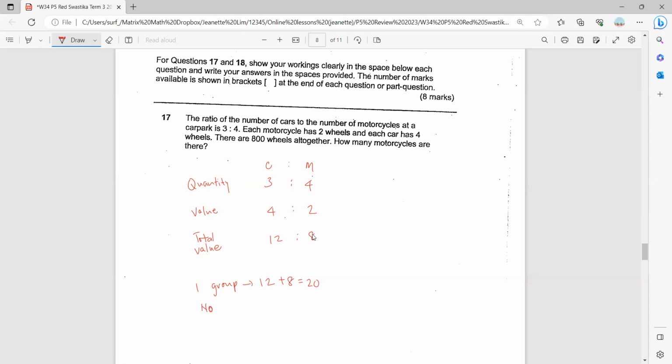Then number of groups. You will take 800, divide by 20. Okay, this will give us 40. Then read the question, what you want to find. How many motorcycles are there? So, how many motorcycles means number of motorcycles. It's this 4. There are 4, not 8, 4. 40 times 4 in every group because there's 40 groups. So the answer is 160.